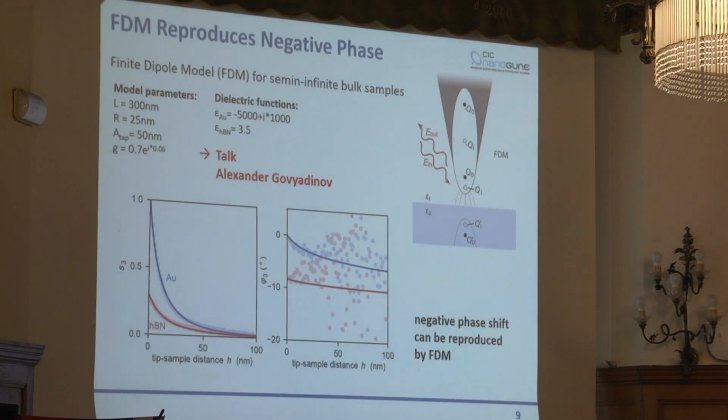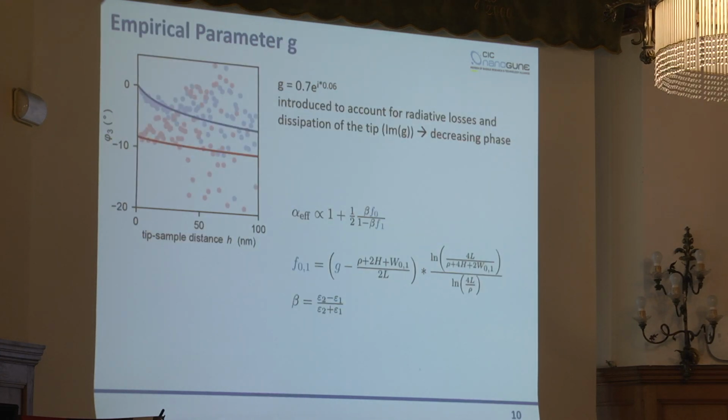So we reproduced the approach curves with the finite dipole model. And here I'm giving you some parameters if you're interested in that. And what you can see is, so these are now the lines here, that we can really nicely reproduce the amplitude and also the phase here with the finite dipole model. And you can also nicely reproduce here the drop of the phase within the nanometers. So with the help of the model, we can have a little bit a closer look at what's going on.